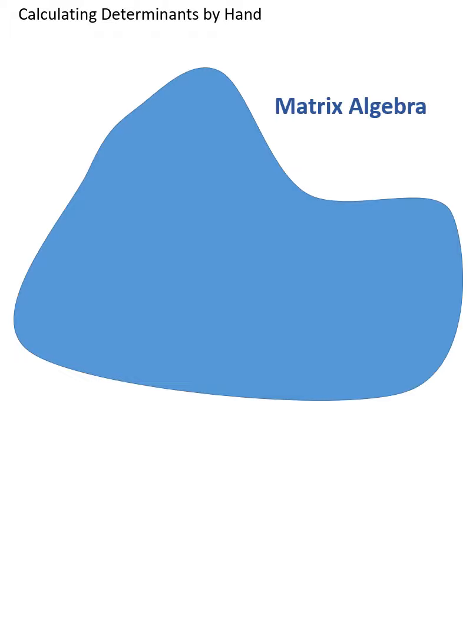Before we start, I want to tell you where we are in the bigger picture of math. There's this giant topic in mathematics called matrix algebra. I've drawn it as some random blob here. And within that topic, there's a subtopic called determinants. And within that subtopic, there's this teeny little piece that is referring to calculating determinants by hand, and that's what this video is about.